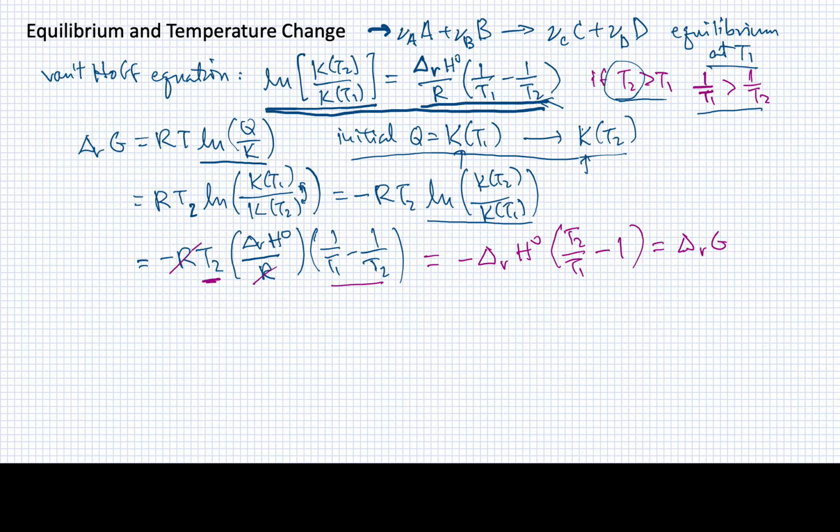All right, so this is more or less the result that we needed to get to in order to evaluate what happens to this reaction when I increase the temperature to T2, because it's giving us a way to figure out what the sign of delta G is going to be. So I have basically two conditions here. One condition is that I have an endothermic reaction.